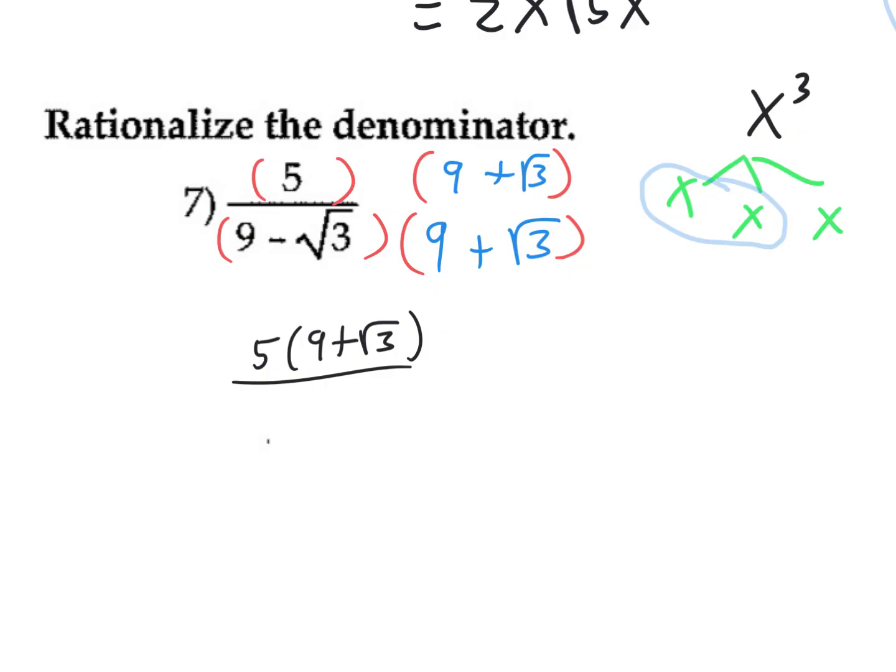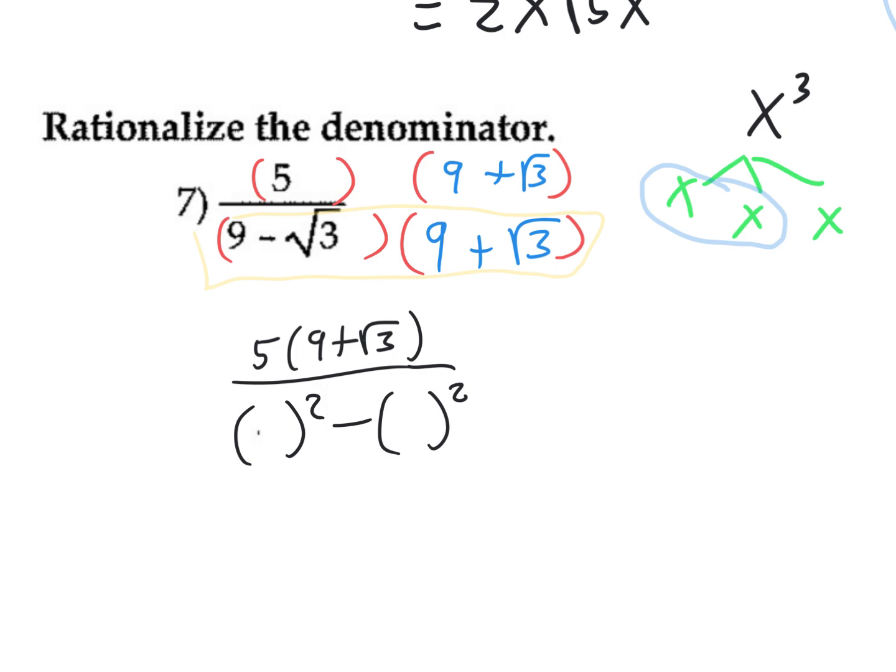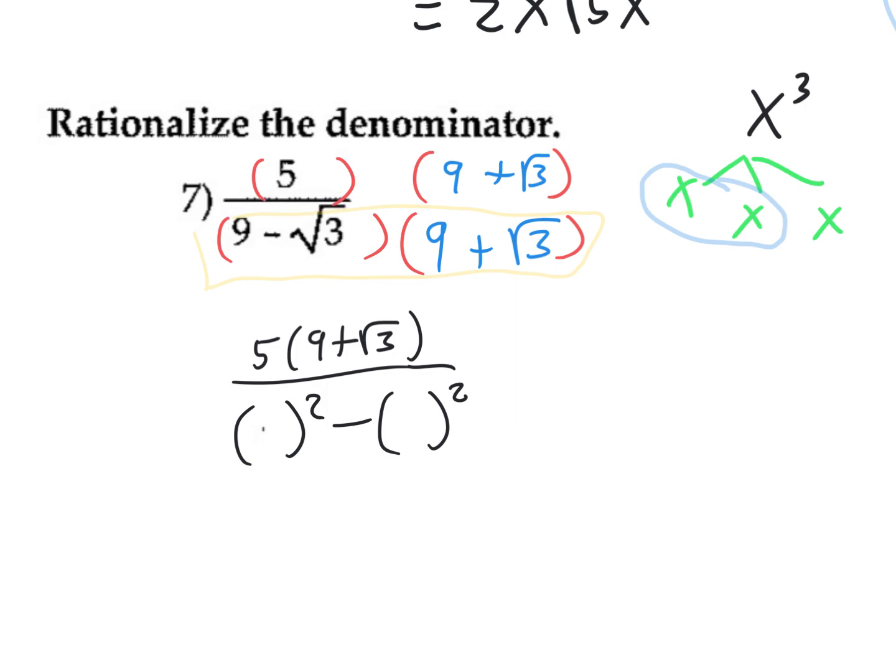Now, on the bottom, though, the reason why mathematicians love multiplying by the conjugate is because it results in a very specific pattern. And that specific pattern is such that it's going to be something squared minus something squared. So for my student watching, I would encourage my student to remember that. Okay, it's going to be something squared minus something squared.